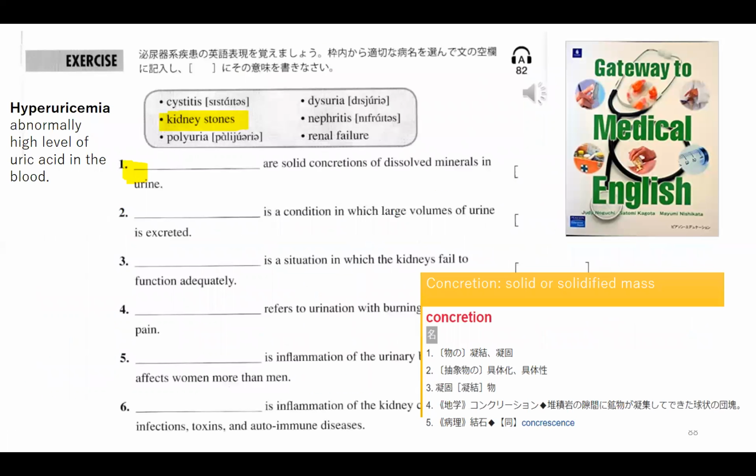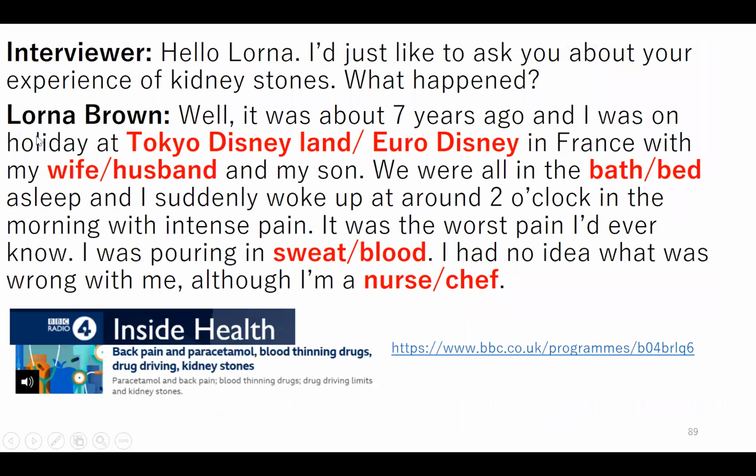Okay, very quickly, we're going to two more, not so long. These are shorter. We talk about kidney stones. Okay, they have a definition: solid concretions of dissolved minerals in urine, kidney stones. I talk about hyperuricemia. I just want to go into how you can make a lesson. Okay, I like to talk about how patients feel. Okay, so this is the kind of activity I would do.